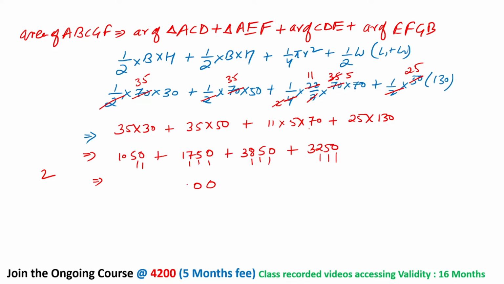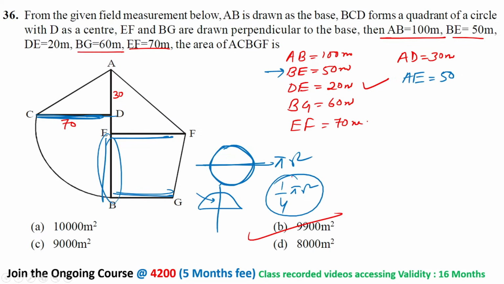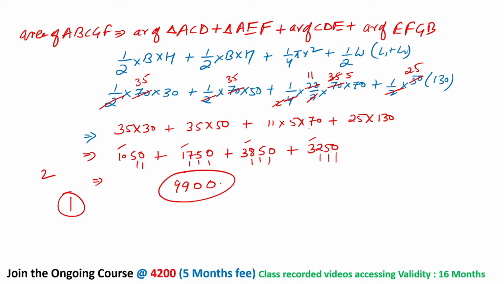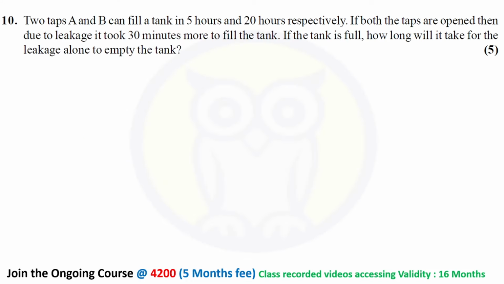9900 meter square, option A. So 9900 meter square is the correct answer of this question.